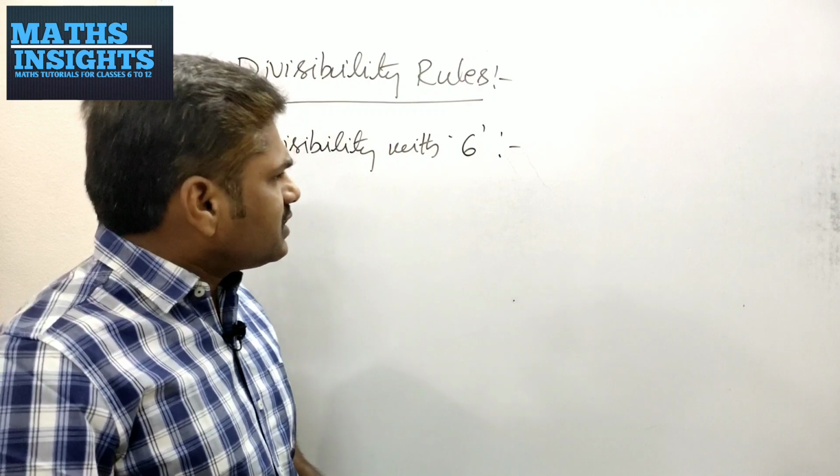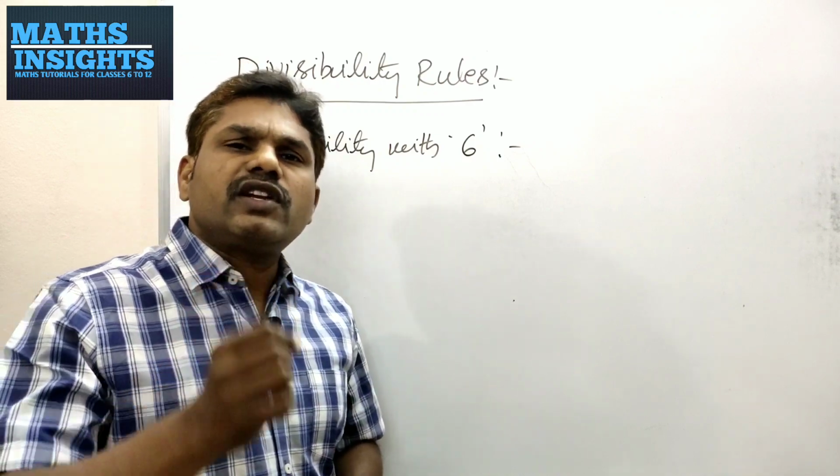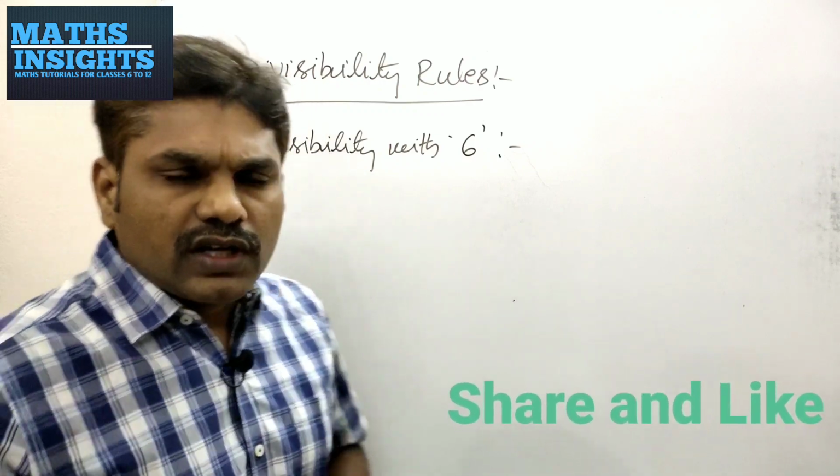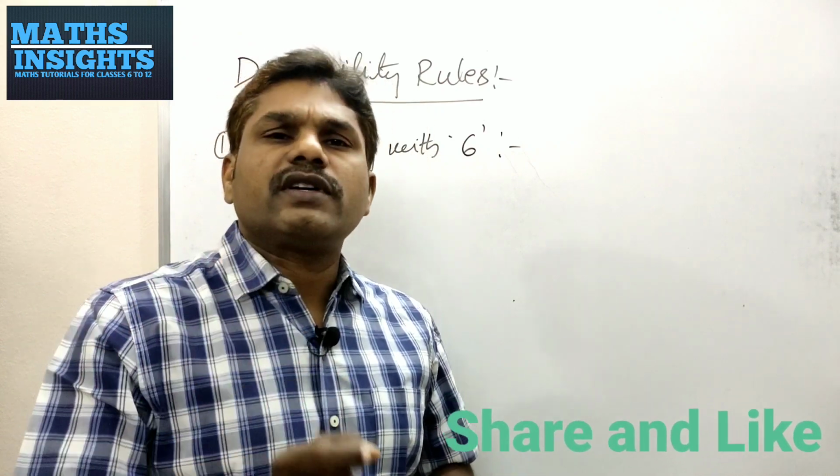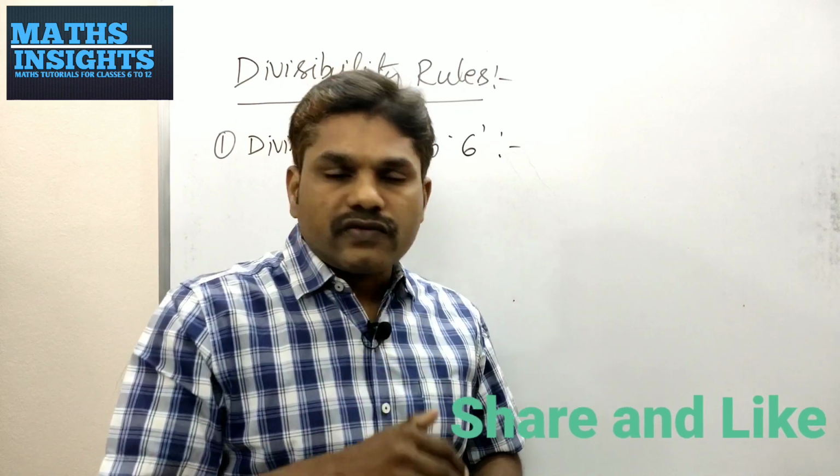Next is the number 6. If you want to check whether any number is divisible by 6 or not, you have to check whether it is divisible by 2 and 3. Why? Because 2 and 3 are factors of 6.